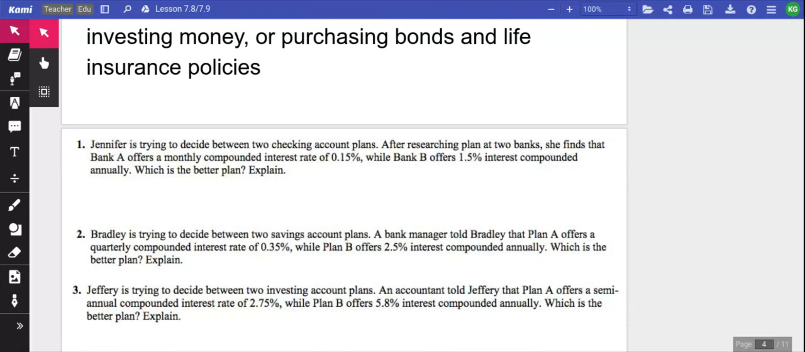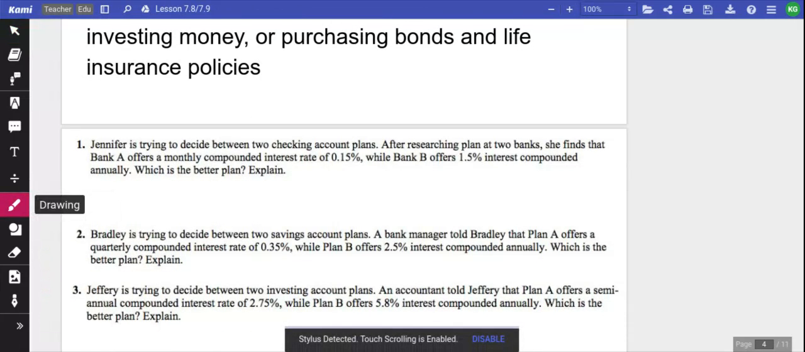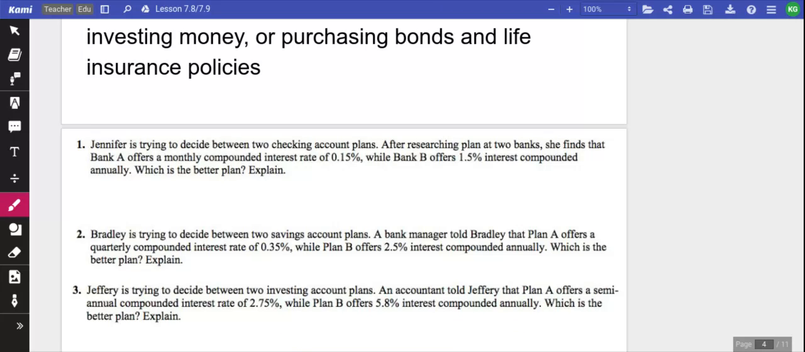So Jennifer is trying to determine between two checking account plans. Bank A offers a monthly compounded interest rate of 0.15, and Bank B offers a 1.5 interest compounded annually, which is a better plan. So Bank A is already telling us where monthly is 0.15, and Bank B gives us our yearly interest. So what we're going to do is we're going to turn Bank B into also monthly. So we're going to take 1.5 and divide it by 12, and that would give us a monthly interest rate of 0.125. So looking then at the monthly interest rates, Bank A is the better bank.